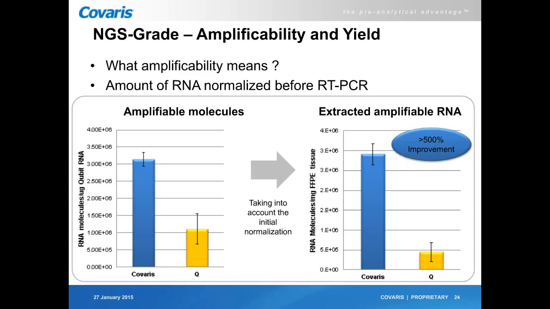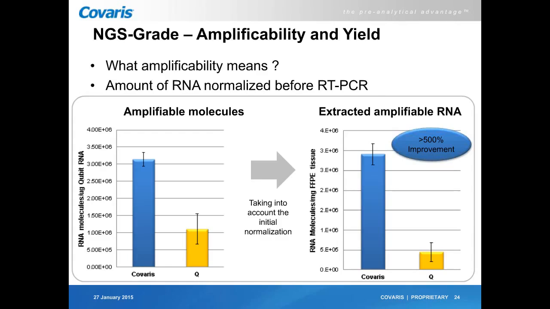So what does amplificability mean? It's really the amount of amplifiable RNA. Here you can see, first we normalize the amount of RNA before the qPCR. And by normalizing the amount of RNA, we already see how amplifiable each RNA molecule is. So that's the graph on the left. That's the number of RNA molecules after qPCR, normalized by Qubit as input. And you can see that the RNA extracted with Covaris is already much higher, more amplifiable.